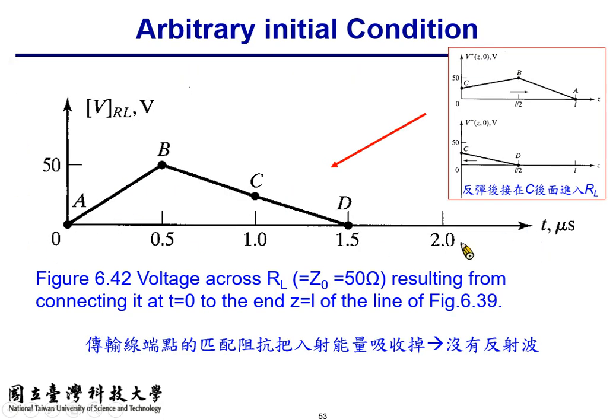Okay, so this is the time domain plot of the loading resistor, which equals 50 ohm in this case. So at t equal to 0, it sees the front of the signal, which is marked as A, and then B, C, D. And at the time t equals 1.5 microseconds, the energy on the transmission line is totally discharged by RL, by this resistive loading. Okay.